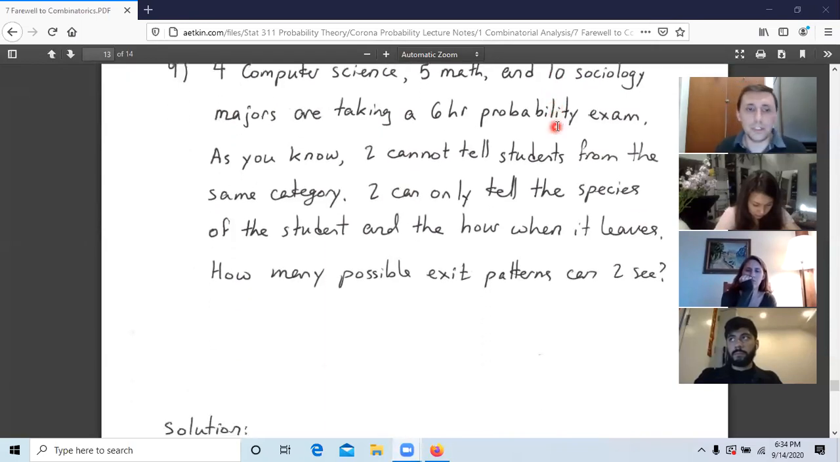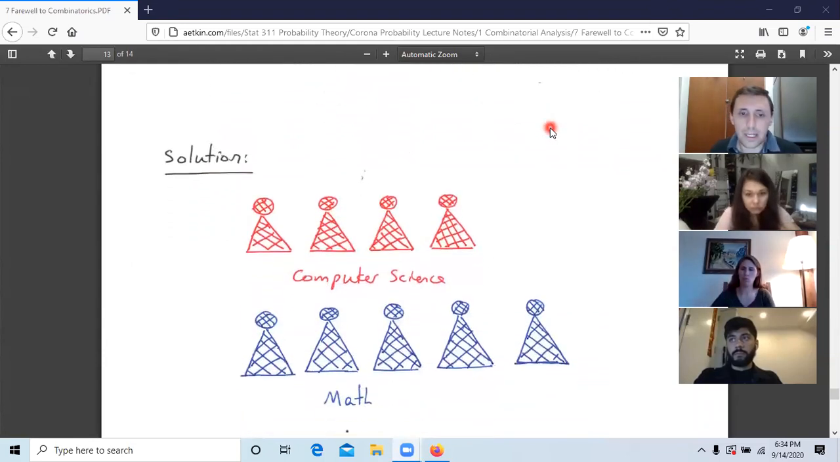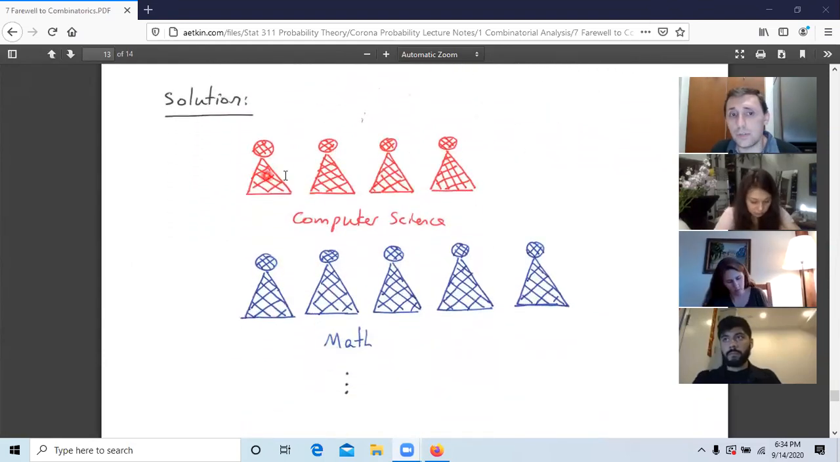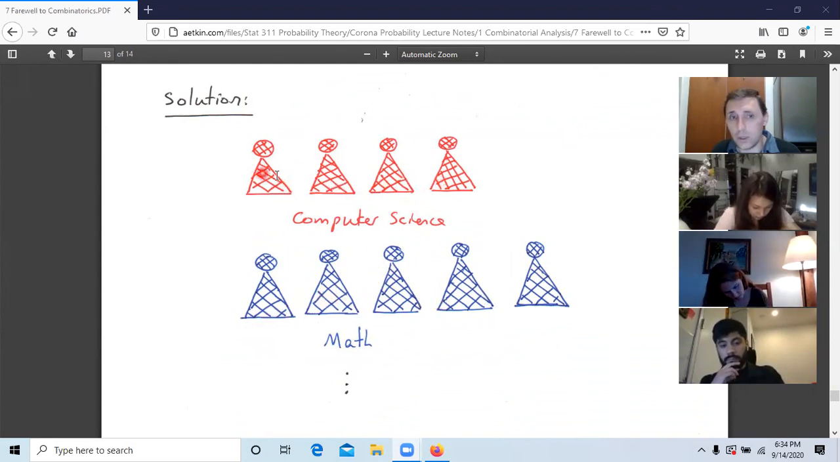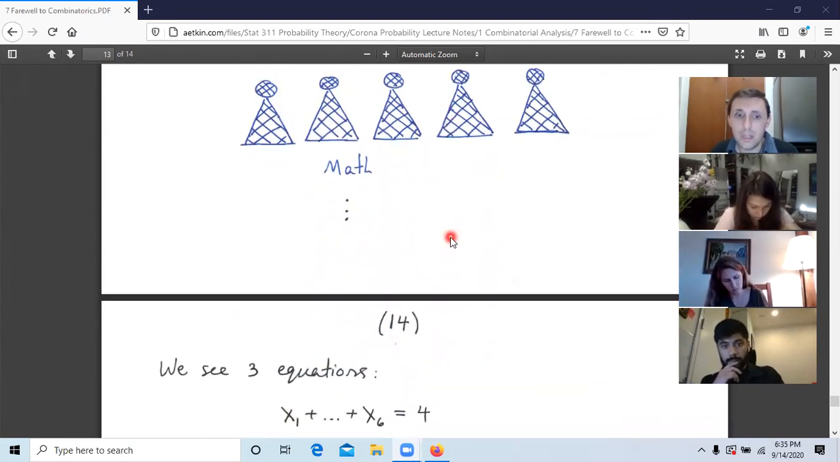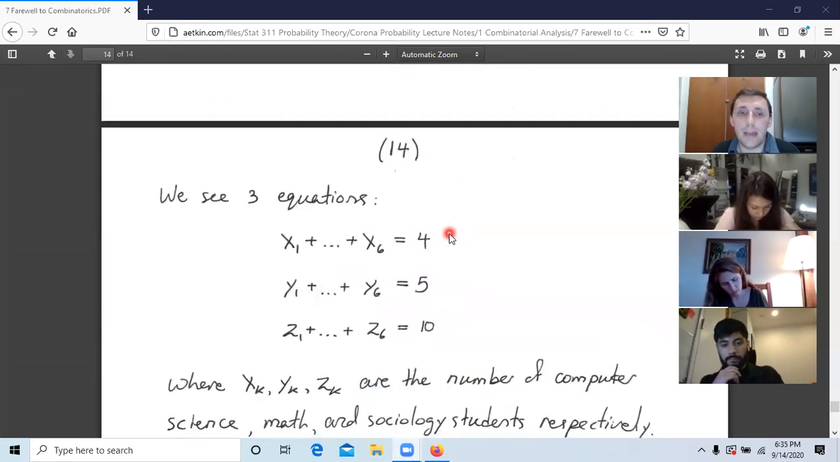But here is what happens here. Again, I imagine them wearing the shirts. So here is the computer science, here is the math, and I didn't draw the other category, because there are 10 of them. Each of them is wearing a uniquely colored shirt, and I cannot tell them apart, okay? But I can tell the red pawns from the blue pawns, from maybe the green pawns, right? So here is what happens here. We have 3 equations, right? So this, the x1 is our hour 1 all the way to x6, which is our hour 6, okay?